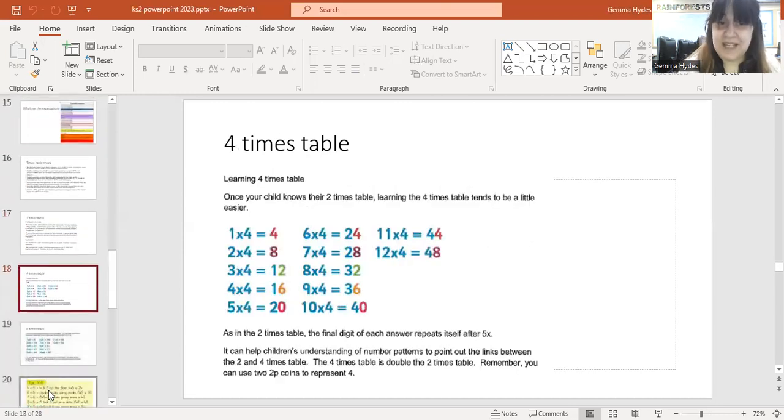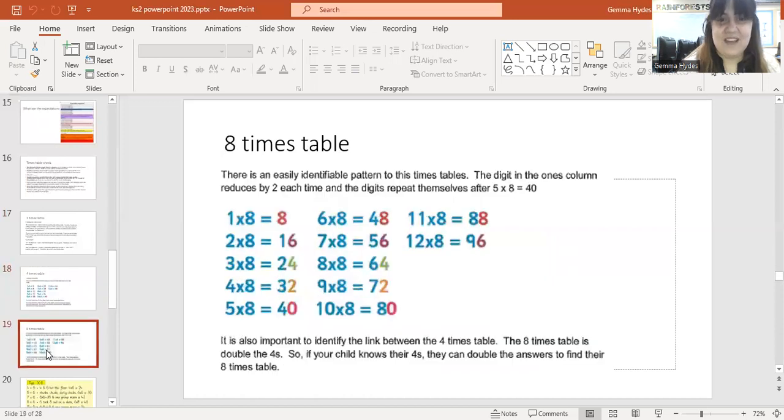For the 4 times table, if you know your 2s, you know your 4s, because you can double the answers. For the 8s, again, if you know your 2s and your 4s, then that can help you with your 8 times table. So try and make those links there as much as you can.